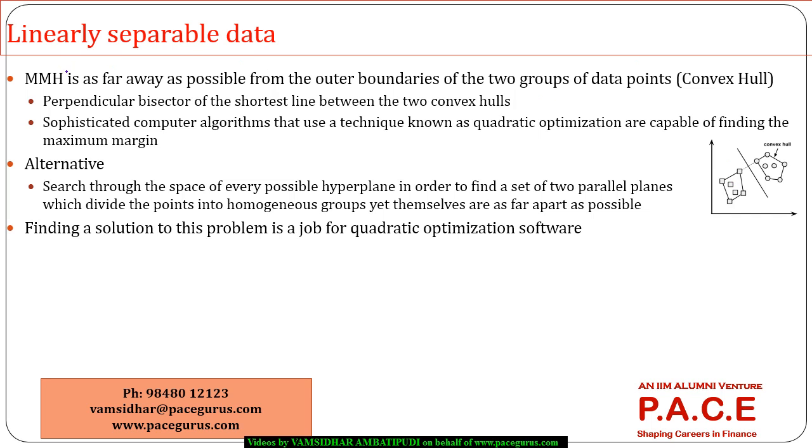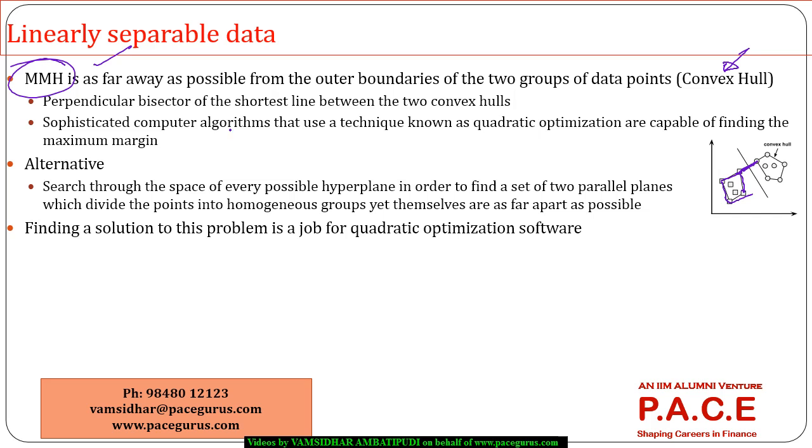So we are talking about the maximum margin hyperplane. If I have to really look at the maximum margin hyperplane, first you construct the outer boundary for all the groups of the data points. These outer boundaries are typically called convex hulls. And once you have created them, you create a perpendicular bisector of the shortest line between the two convex hulls. Here this is the shortest line between the two convex hulls. For this line you come out with a perpendicular bisector. That is what you will call the maximum margin hyperplane.